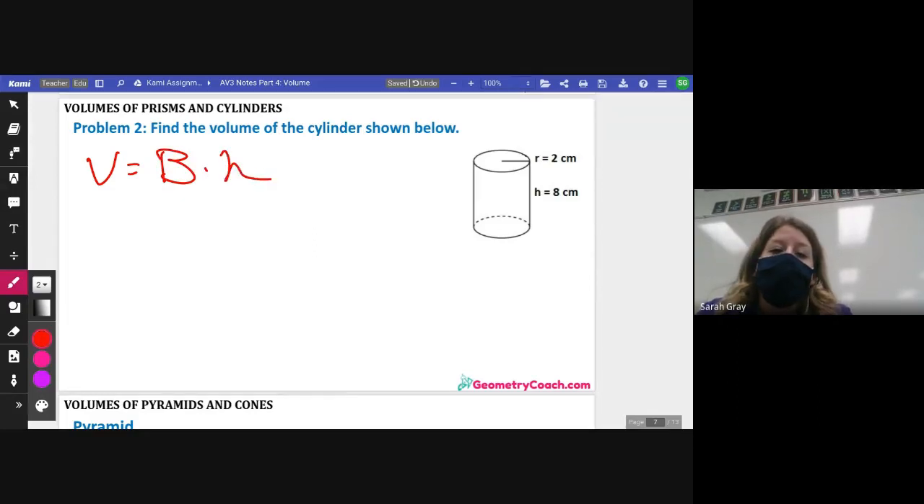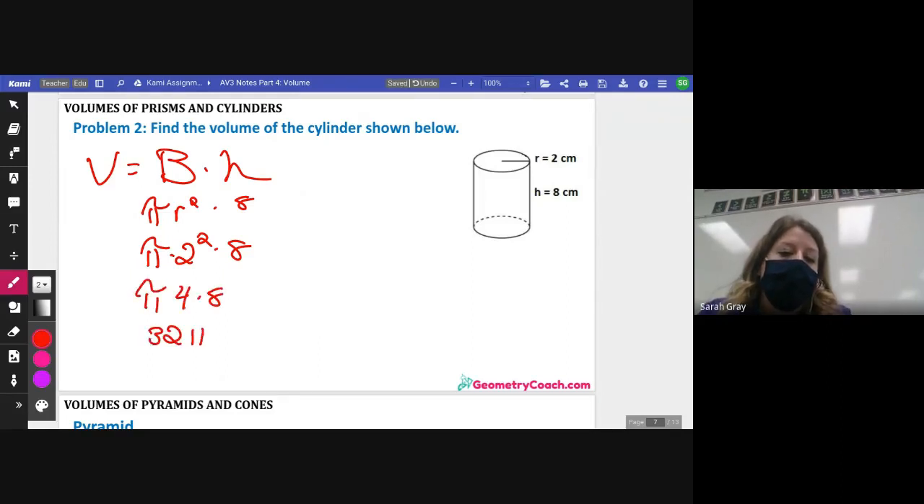All right, so we'll do area of the base times the height. Area of the base is pi r squared. Height is 8. Radius is 2. I've got 32 pi cubic centimeters.